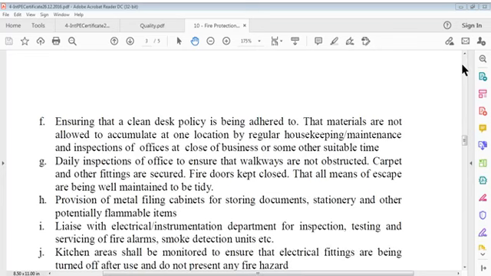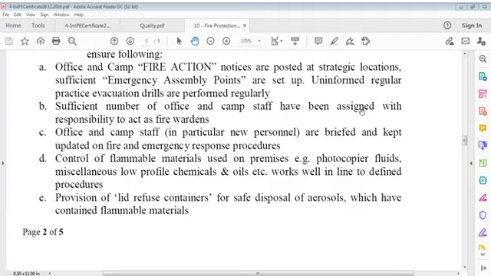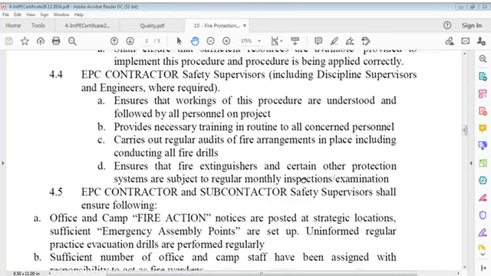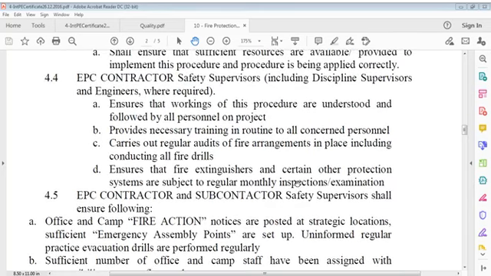Let us go back a little, and it says, this is about EPC contractors' safety supervisors, including discipline supervisors and engineers where required, who shall ensure that workings of this procedure are understood well and followed by all personnel on the project.